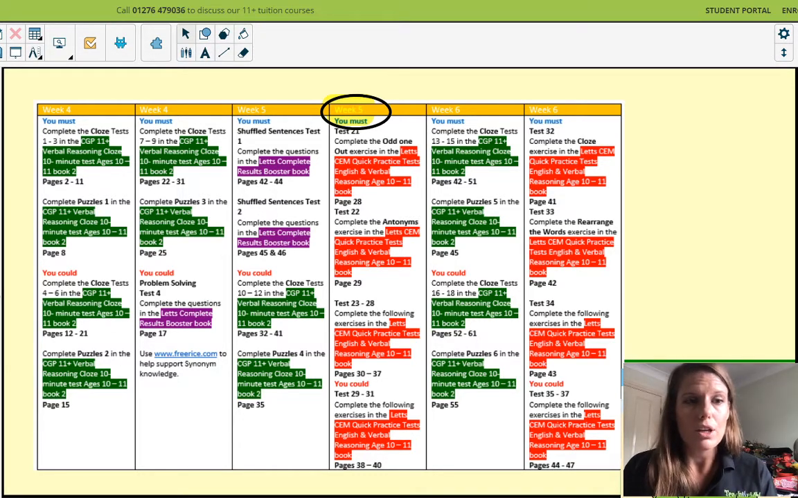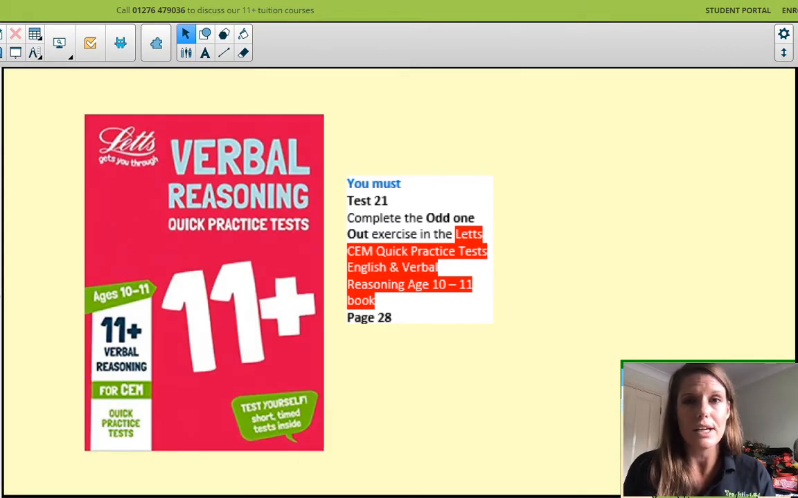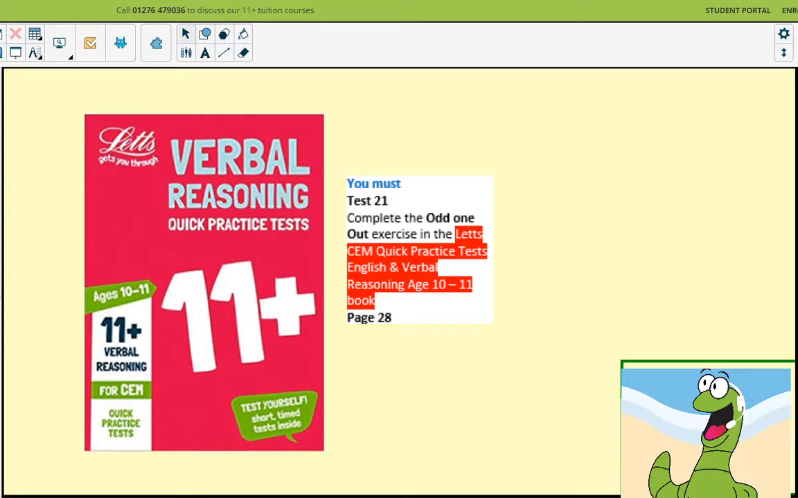You were using your verbal reasoning quick practice test book, which I will show you in a moment. And we're completing the odd one out exercise, antonyms, synonyms and close passages as well. So quite a few things in this section. And this is the book that you were using today. We're starting on page 28 and we're going to have a look at the odd one out exercise.